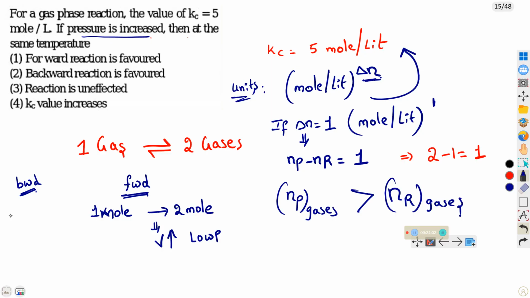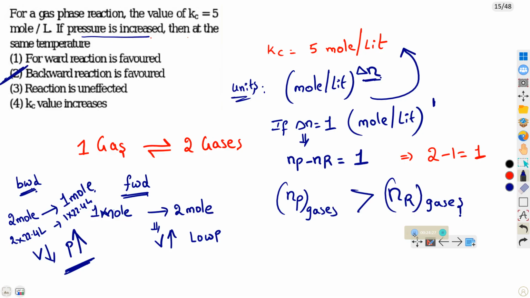In the backward direction, 2 moles of reactant are converted to 1 mole of product. 2 moles means 2 into 22.4 liters, and 1 mole is 1 into 22.4 liters. Volume decreases, so pressure decreases. High pressure favors the backward reaction. The second option is correct.